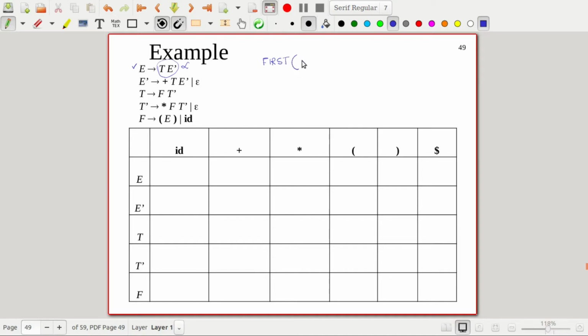First of T, okay, first of TE'. This is actually the same as, since T does not have an epsilon production, this is the same as first of T.